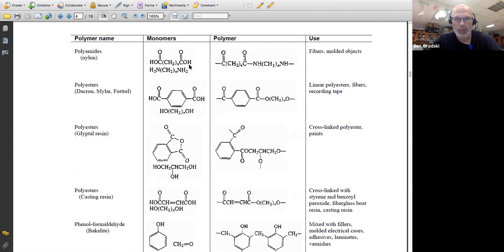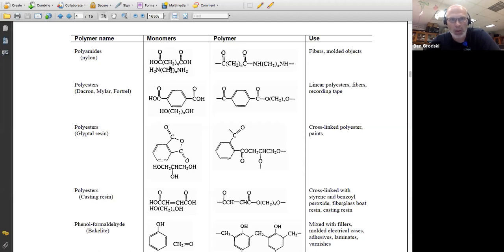Here are the two monomers. There's the double carboxylic acid, and there's the double amine. If you notice something, what did I pull through? Did I pull through two liquids? One of the liquids was this right here, and the other was this diamine compound. And I pulled one through the other. That's how I made it.